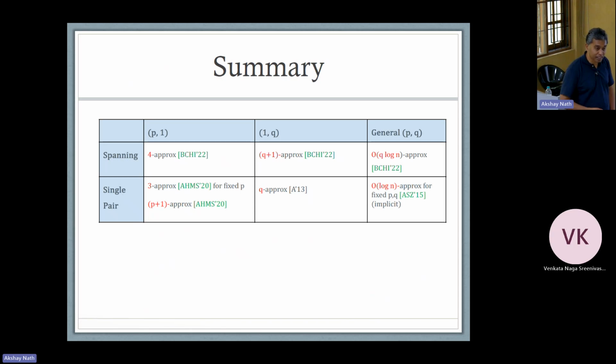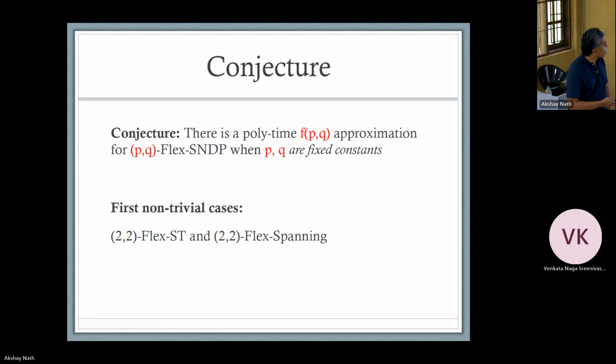Certification is a little hard, and that is one of the reasons there's less structure. But we made a bold conjecture, based on the fact that we couldn't actually prove any lower bounds or integrality gaps. Our conjecture was that as long as P and Q were small, you should get a good approximation which depends only on P and Q.